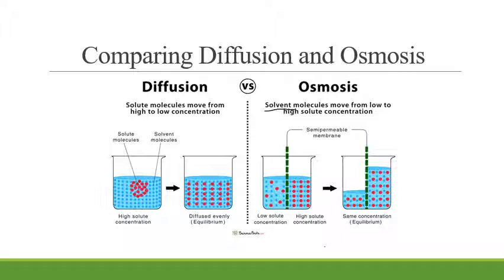And so another difference between the two depends on the size of the molecule. So small molecules can diffuse across the membrane, whereas larger ones cannot. And so that's when we get our difference in solvent levels.